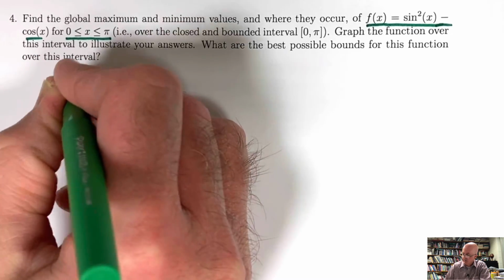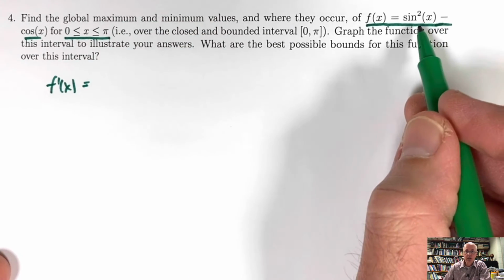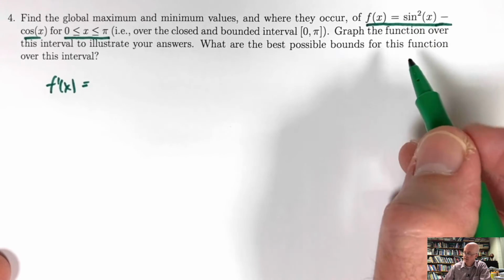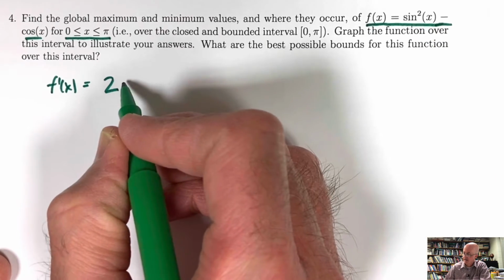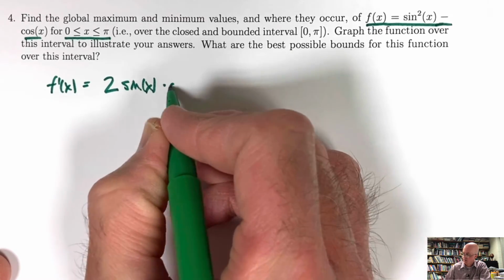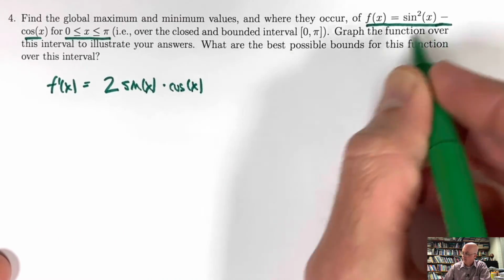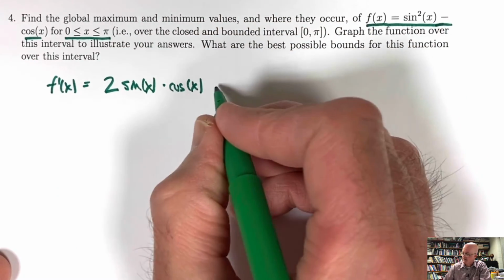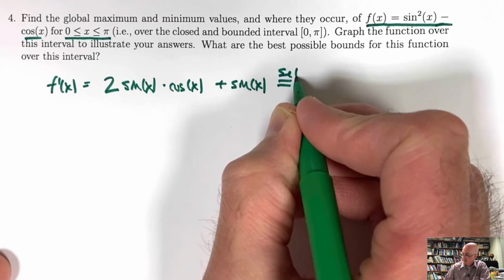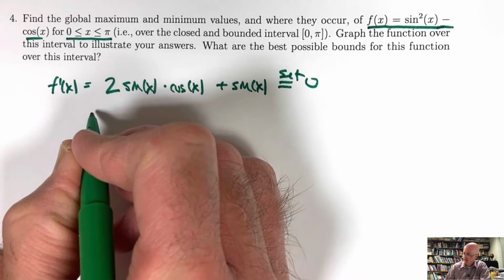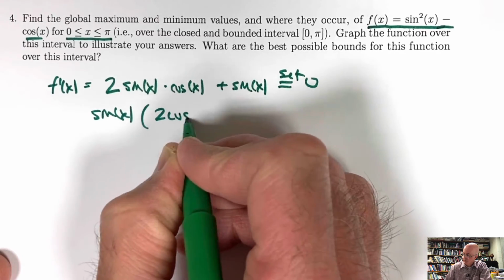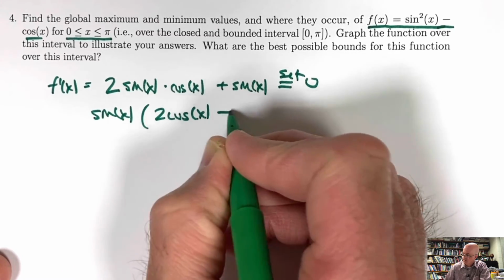So let's find the derivative. Need to use the chain rule here. Sine of x is the inside function. The squaring function is the outside function. I bring down the 2, sine of x to the first power, times the derivative of sine of x, which is cosine of x. The derivative of minus cosine of x is plus sine x. Set this equal to 0. Solve for x. We can factor out a sine, and inside the parentheses, we're left with 2 cosine of x plus 1.